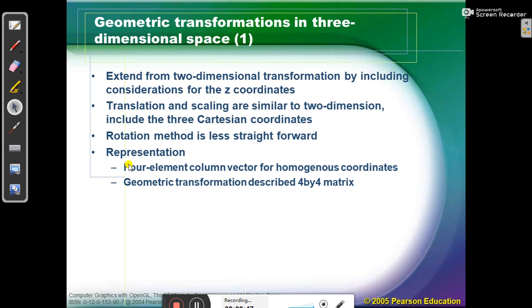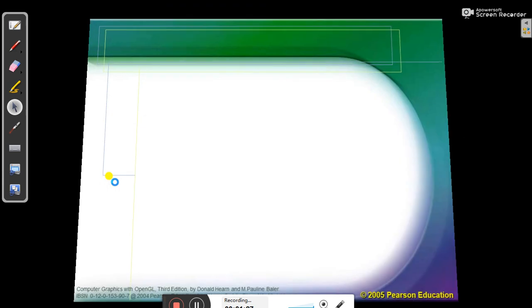Translation and scaling are similar to the two-dimensional transformation, including the three Cartesian coordinates. Rotation is less straightforward, meaning it is a bit more complex. In three-dimensional space, we represent the point as a four-element column vector to make it homogeneous coordinates, and that is why three-dimensional geometric transformation is described by a 4 by 4 matrix.